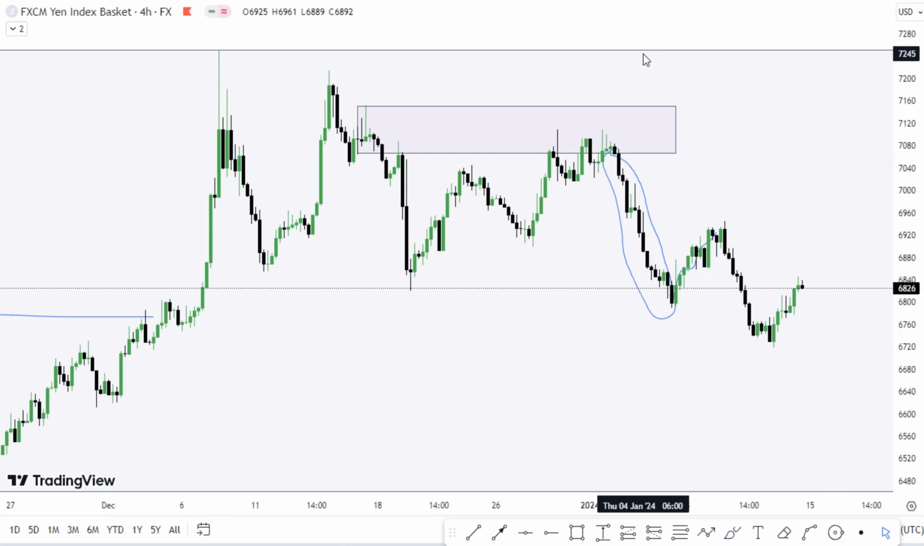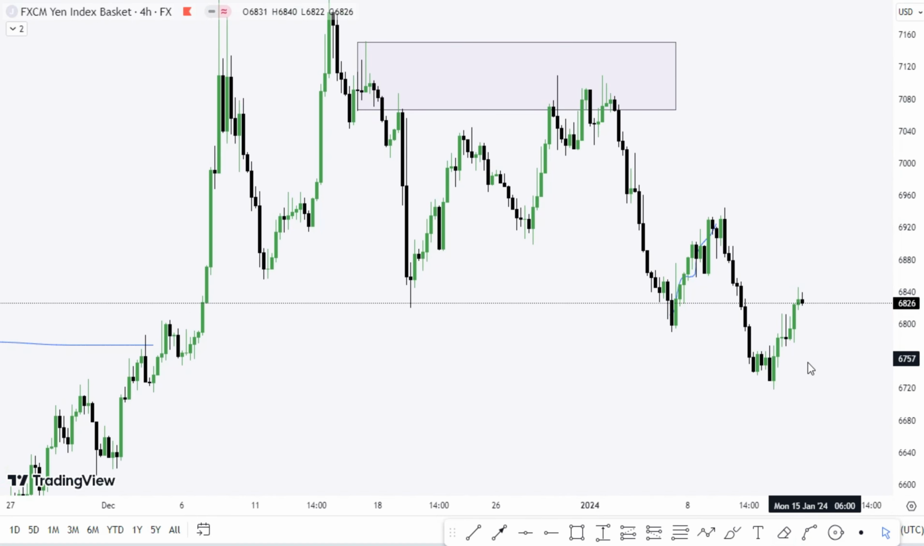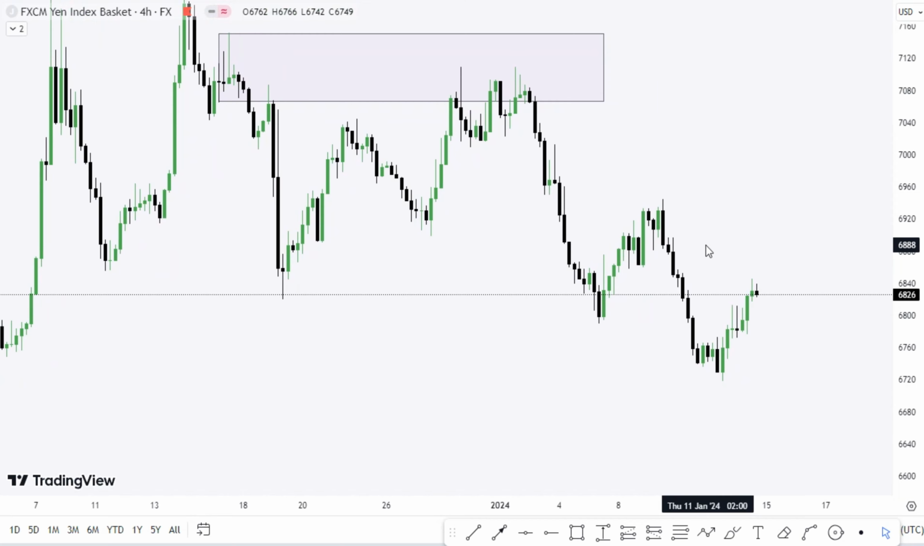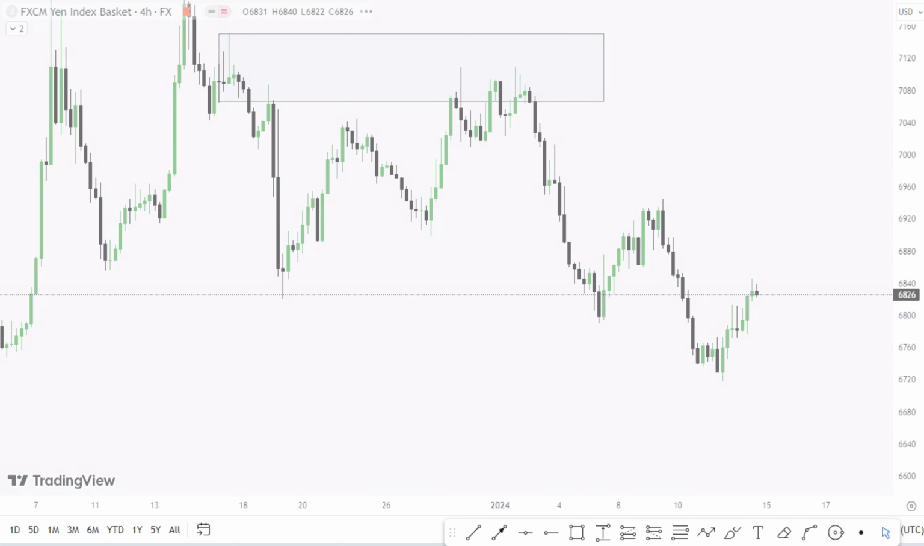So on the yen basket, we have the selling scenario. So on GBPJPY, we expect to see buying scenarios. So let's trace this back onto the 1 hour time frame.